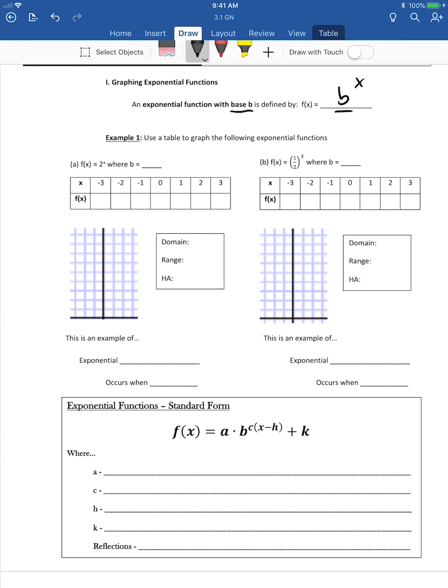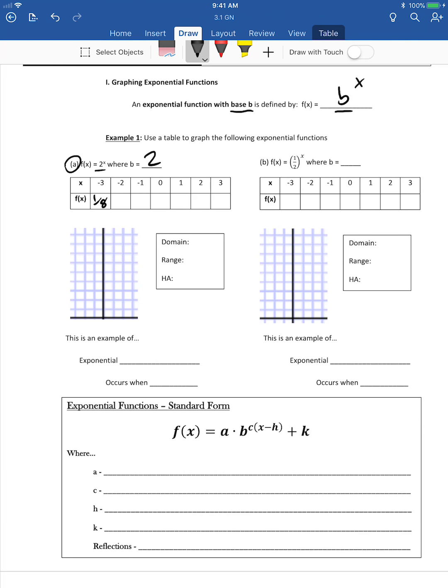As you might have guessed, they're just like other functions. We have an xy table and we plot the points. So here in A, f of x equals 2 to the x. So b equals 2. I'm getting this from here, b equals 2. So if I plug in negative 3 for x, that is 2 to the negative third power. Now if you remember our exponent rules, if I have a negative power, I can move it to the denominator of the fraction. So I have 1 over 2 to the third, which is 1 over 8.